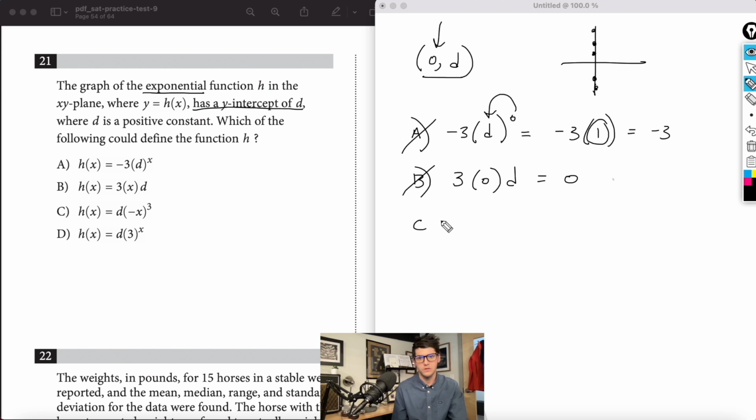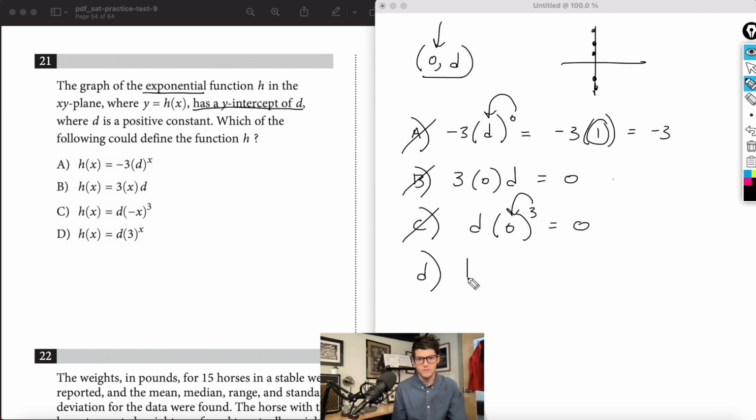So trying out answer choice C, we have d times 0 cubed, which is just 0 cubed. And 0 to any power is 0. So 0 cubed is 0, times d is just 0. Hopefully it's answer choice D.